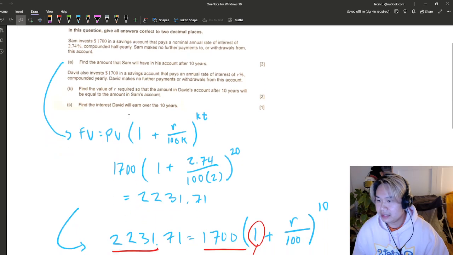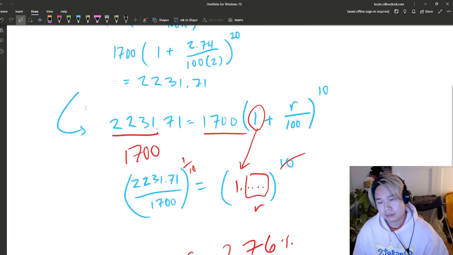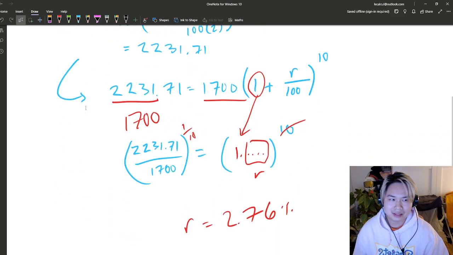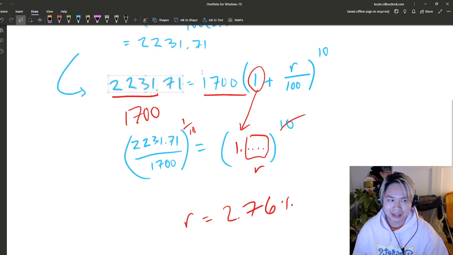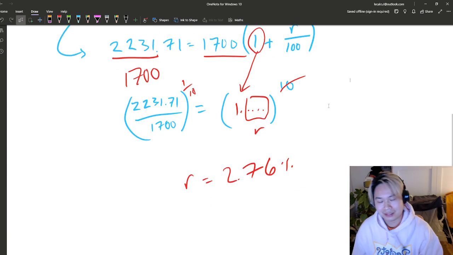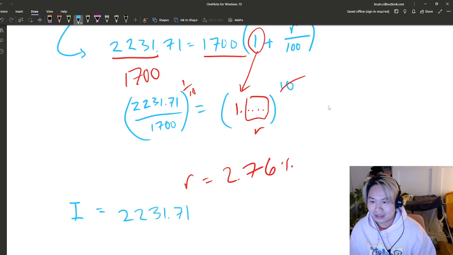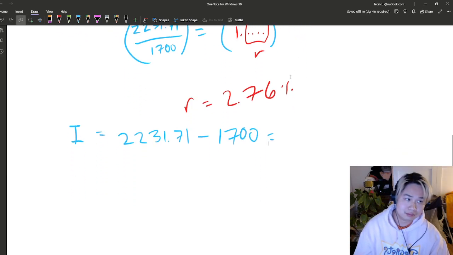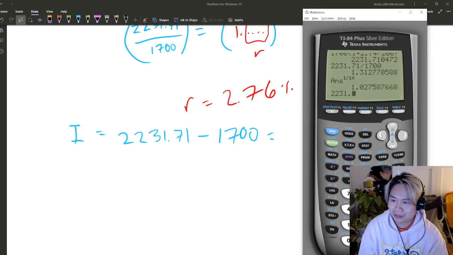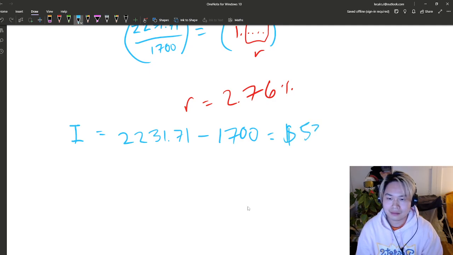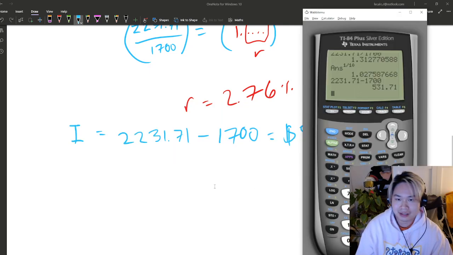Okay, and then find the interest David will earn over the 10 years. Wait, what? Is the interest he earns not just the difference between the money in his account at the end of 10 years and the money he put in the beginning? It's only 1 mark, so I'm just gonna assume that the interest is how much money he has in his account minus how much he put in the beginning. You know, you kids probably have it more than I do, but like really simple questions give you trust issues. But sure, okay, that's the interest, I guess.